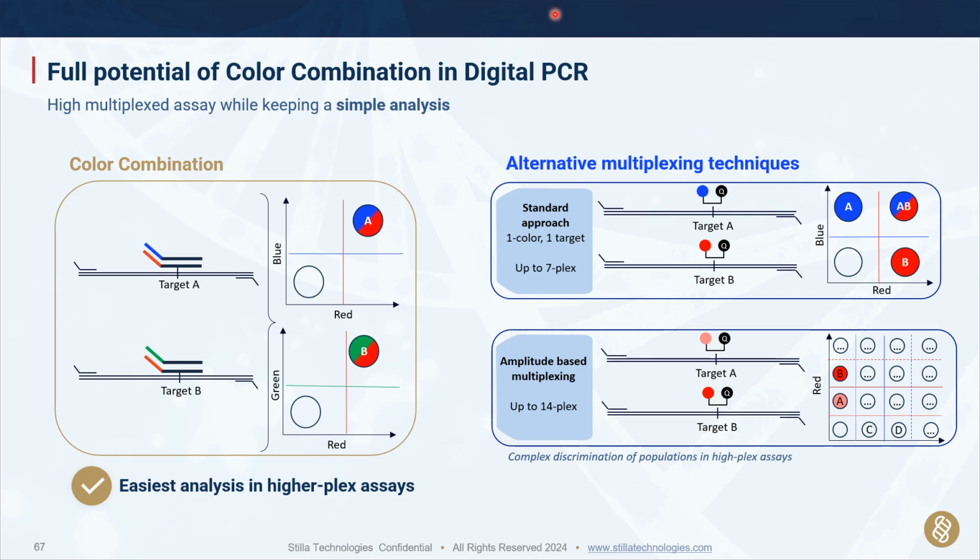Alternative strategies that are also available to the color combination that we've just discussed is also the one color, one target approach, but also the amplitude multiplexing based approach, which we discussed earlier in some of the earlier slides.